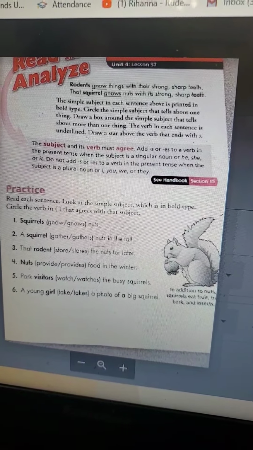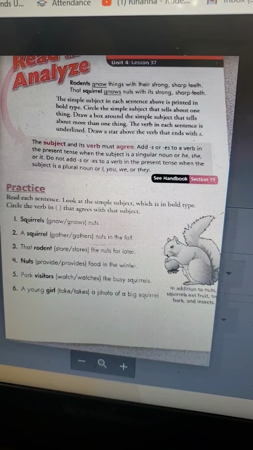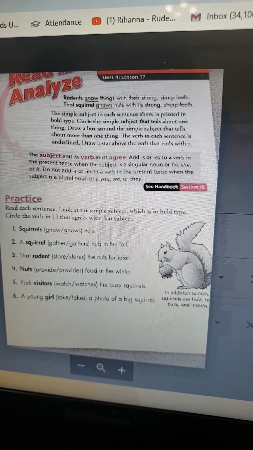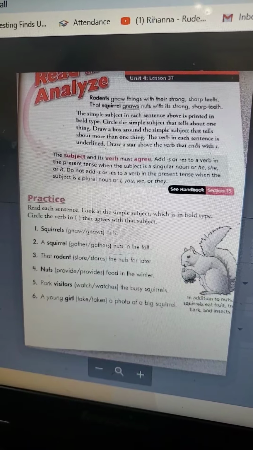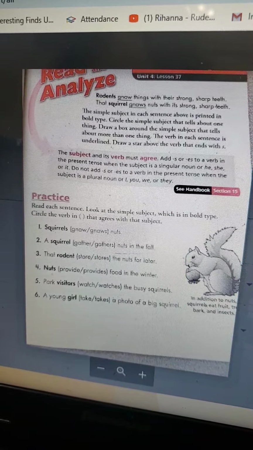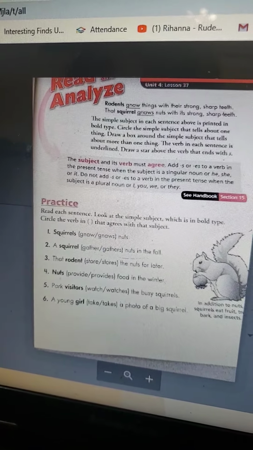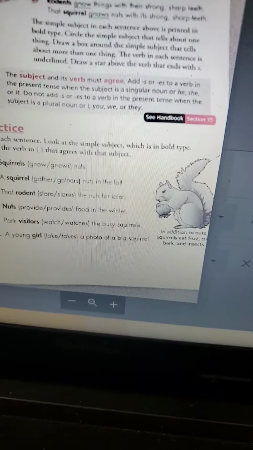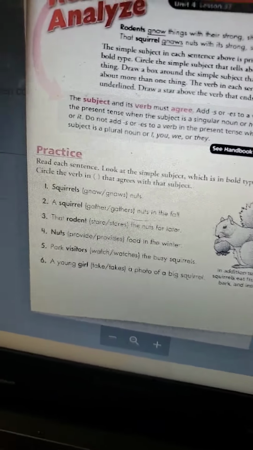It says the verb in each sentence is underlined. Draw a star above the verb that ends with an S. So which one ends with an S? Gnaws. Gnaws is like to bite, to take little bites out of something. And squirrels do that. They gnaw things.